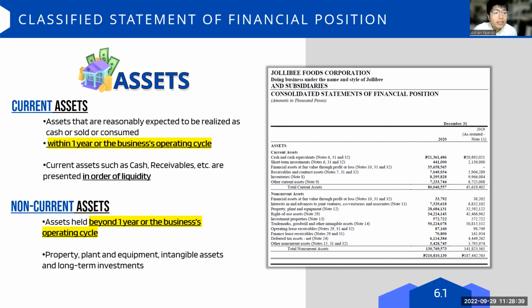In contrast, non-current assets are consumed beyond 1 year or the business operating cycle. When you buy land, when you buy equipment, they not only affect one period, they affect all future periods, right? So property, plant, and equipment, intangible assets, and long-term investments are non-current assets.